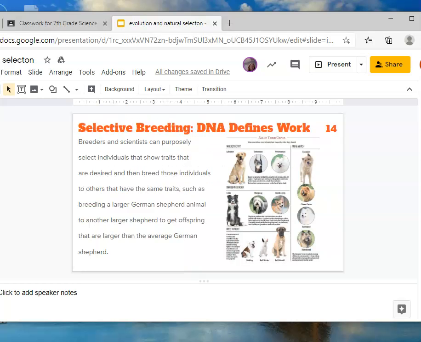Selective breeding. Breeders and scientists can purposely select individuals that show traits that are desired, and then breed those individuals to others that have the same traits, such as breeding a larger German Shepherd to another larger Shepherd to get offspring that are larger than the average German Shepherd.